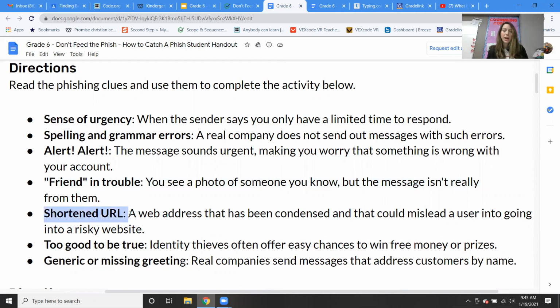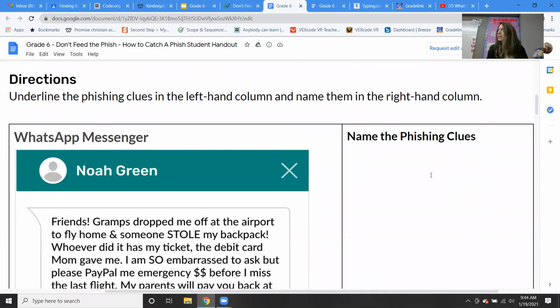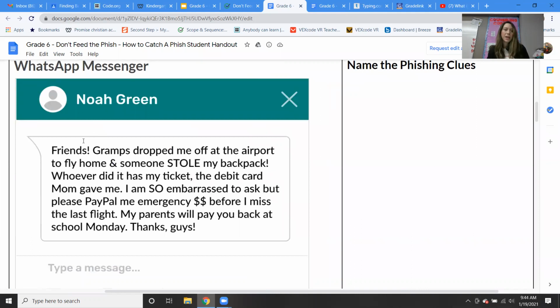The shortened URL, a web address that's condensed and could mislead a user into going to a risky website. Too good to be true, like free money or prizes, and a generic or missing greeting. So any of these, you're going to type in the ones that apply. Let's do the first one together.